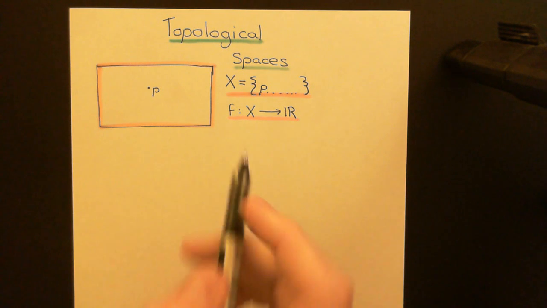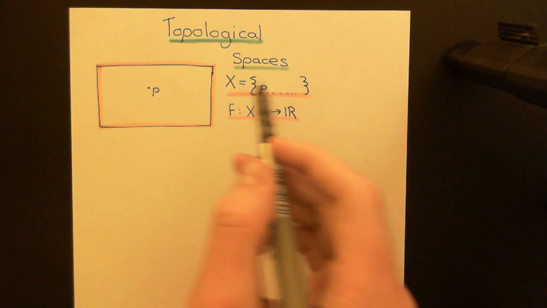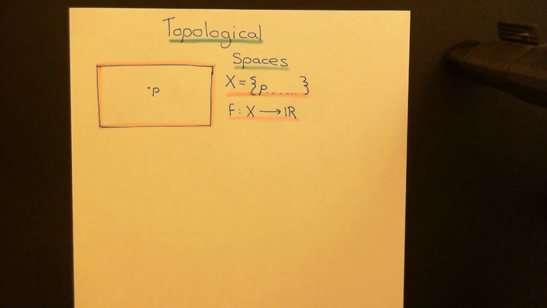Okay, what you can do is take this set and define what is meant by the distance between any two points in that set, and that's called a metric.